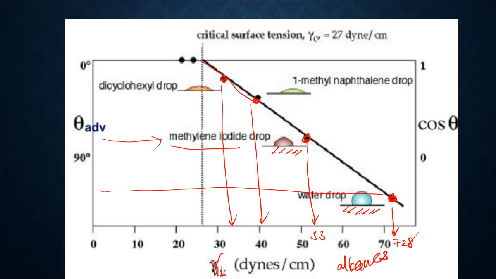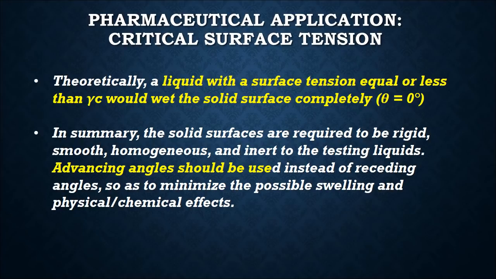Then you get a linear trend, and this line you can extrapolate. You extrapolate to the intercept where the contact angle equals 0. Then you get what is here, around 26, and here is what you call the critical surface tension. So by knowing the critical surface tension, theoretically a liquid with a surface tension equal to or less than the critical surface tension would wet the solid surface completely.